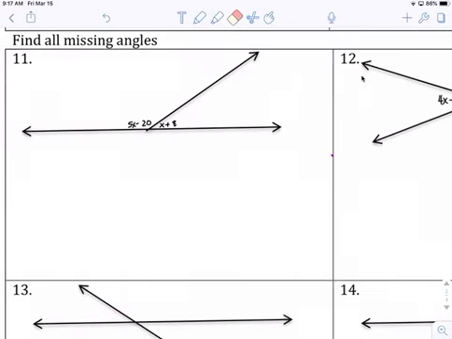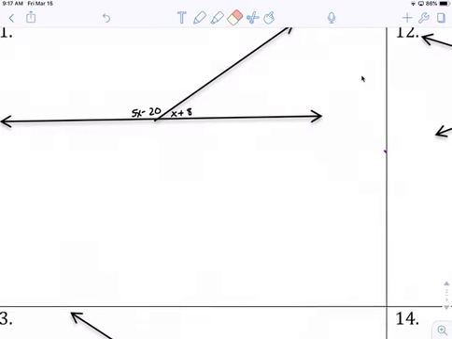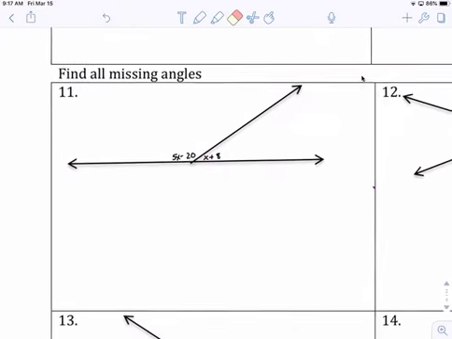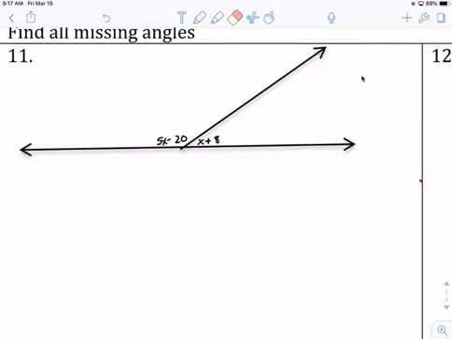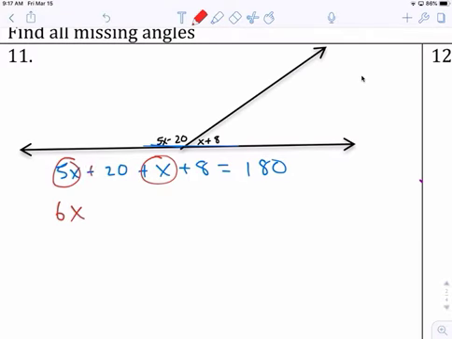Okay, I'll do number 11. And then the back page, probably number 27 and 28, right? Find all missing angles. Okay, this angle. They're side by side like this. It's 180 degrees. 5x minus 20 plus x plus 8 equals a supplementary angle of 180. Okay, so combine like terms. These are alike. I get 6x. This is a negative 20 plus 8. That's a negative 12 equals 180.